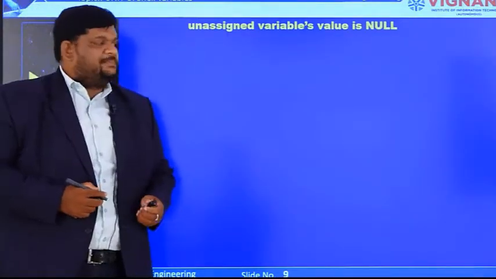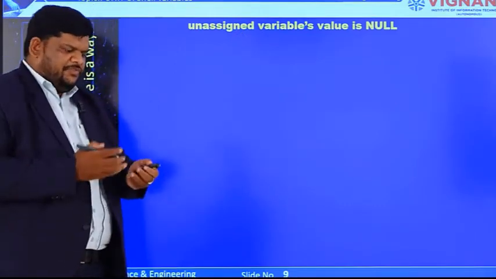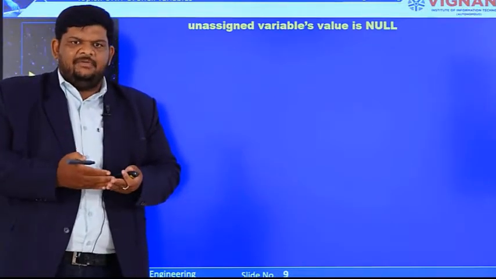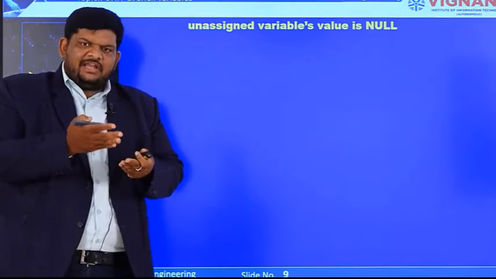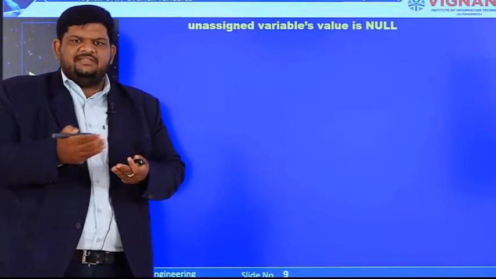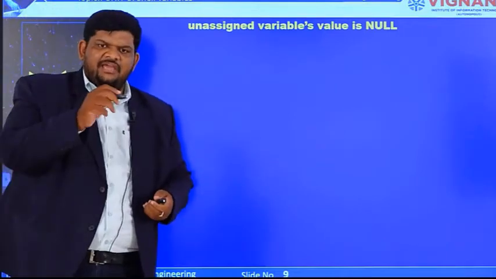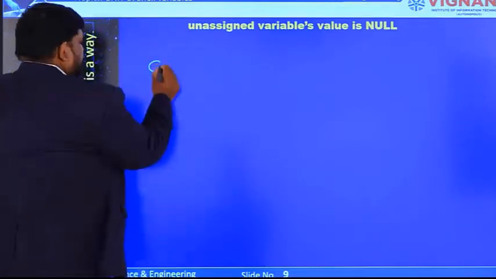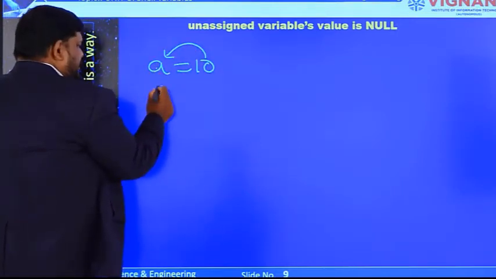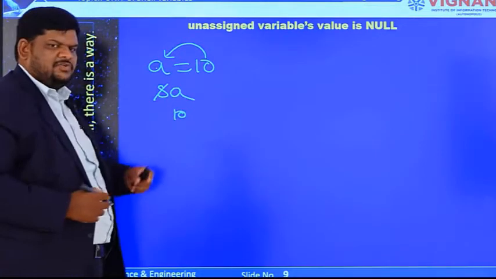Now consider this another example. Unassigned variables' value is null. That means if you assign any value to the variable and then access that variable, that value will come. For example, a is equal to 10. So here we are assigning the value 10 to the variable a. If we try to access that variable, the answer is ultimately 10. If we access it like this, $a, ultimately the answer is 10. So here there is no problem.